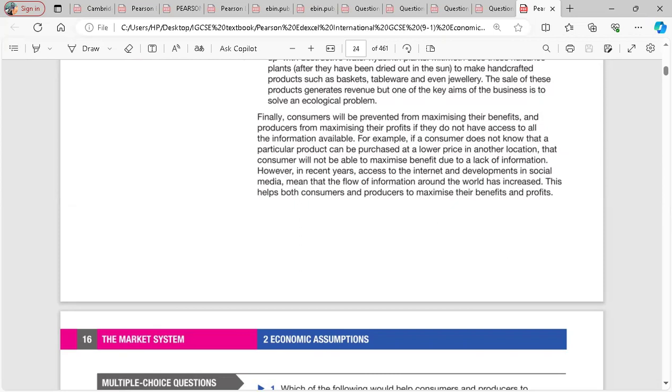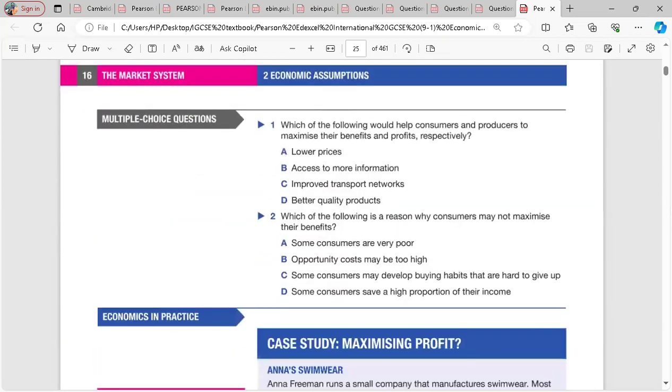Now, when there's an information gap, we call it asymmetric information. Is it clear? Asymmetric information. Is it clear? Yes. So we'll go to the multiple choice question.